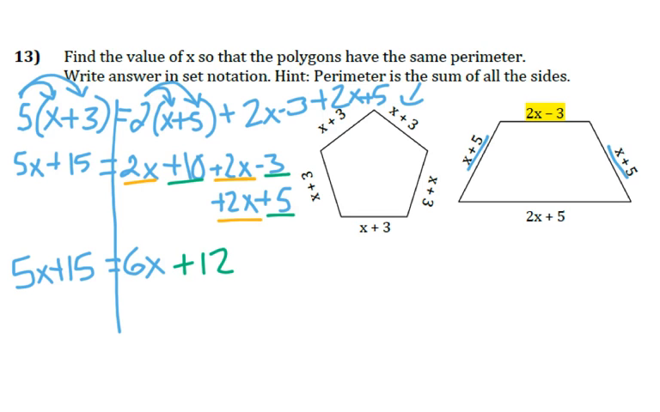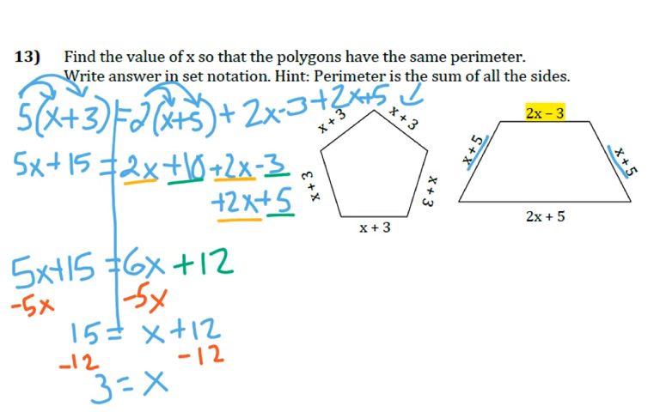Now let's get our x's to the same side of the equation. So we'll subtract 5x from both sides of the equation, which results in the equation 15 equals x plus 12. And last we'll subtract 12 so that x is by itself, and we solve for it. And we get 3 is equal to x. So we could check our answer 3 equals x by substituting 3 in where x is in our original equation.